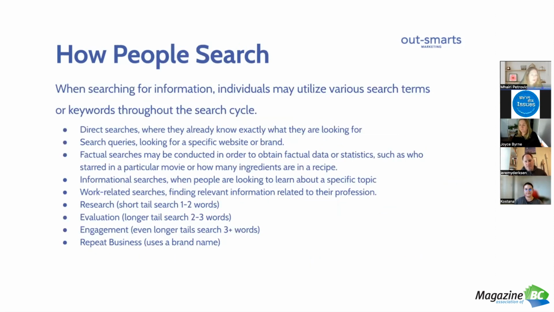So how do people search? People search in different ways according to what they're looking for. So if someone knows your magazine, they might enter its name in the search engine and do what's called a direct search. If they're interested in a wide topic, they might enter an informational search that might include a short keyword search or phrase. If they're looking for something more specific, they're going to use a phrase that might be longer.